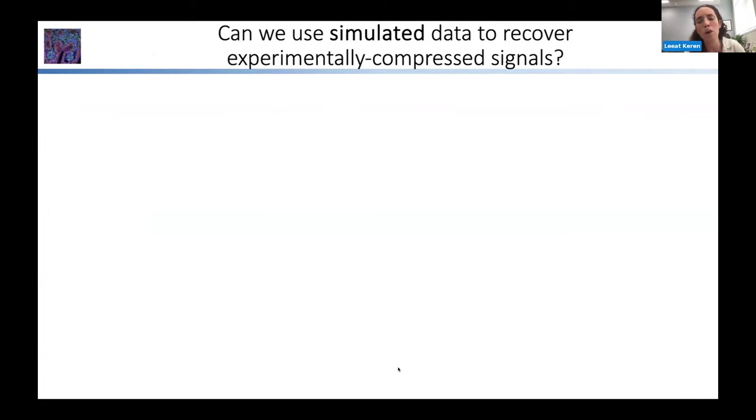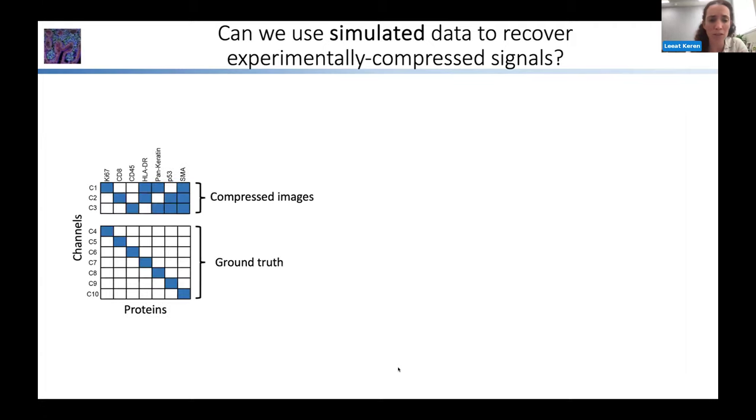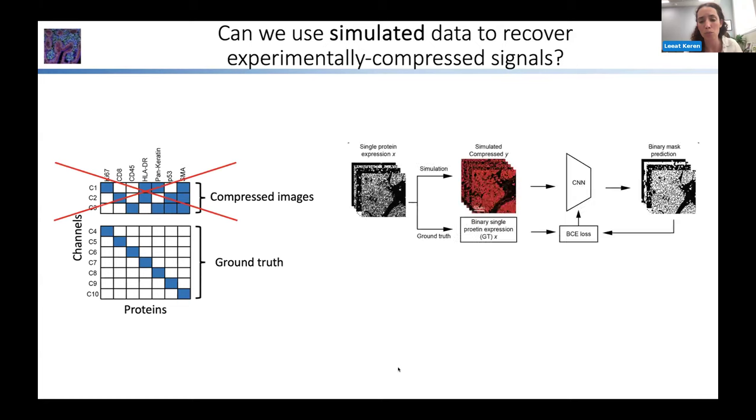One of the things that we wondered after using it, so we thought this is great, but of course the Achilles heel of the approach is that you need to train it, okay? And for training, you need these kind of paired compressed data and single channel images, which is not very easy to get. So we were wondering maybe we could use simulated data in order to recover experimentally compressed signals. So basically what we want to do is instead of requiring both the compressed images and the ground truth, we want to just take available data that people measured using CODEX, using MIBI, using any other multiplexing approach, and see if we could train on that and then predict compressed images.